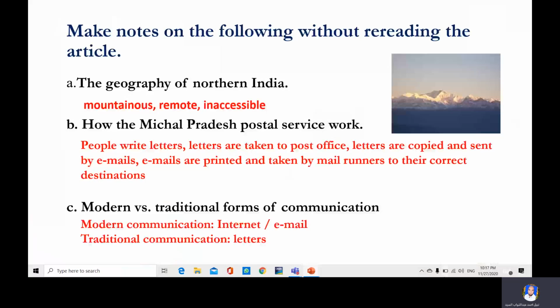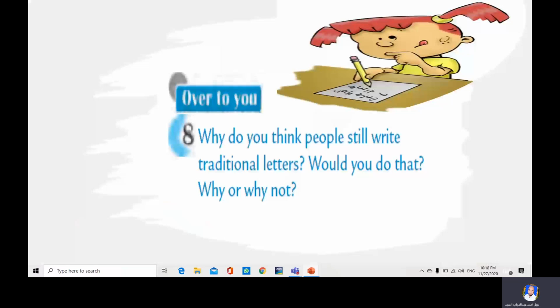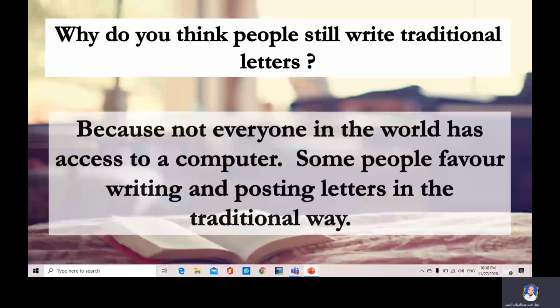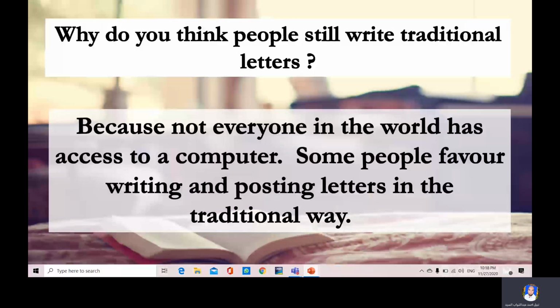Question number 8. Why do you think people still write traditional letters? Would you do that? Why not? Give me your opinion and you have to mention the reason. I think people still write traditional letters because not everyone in the world has access to a computer. Not everyone in the world has access to the internet. Some people favor or prefer writing and posting letters in the traditional way. Maybe it's more formal. It's more formal to send traditional letters than sending emails or WhatsApp.